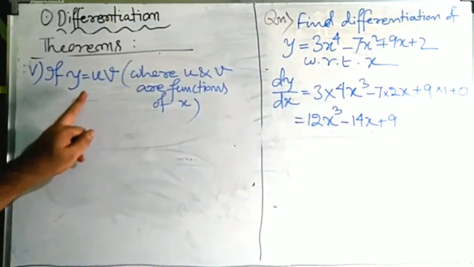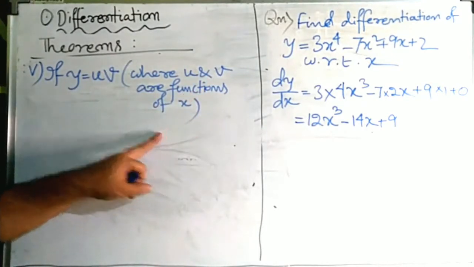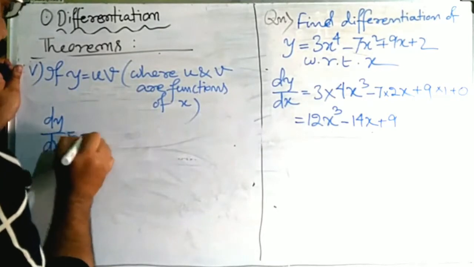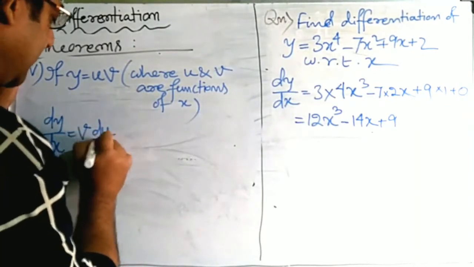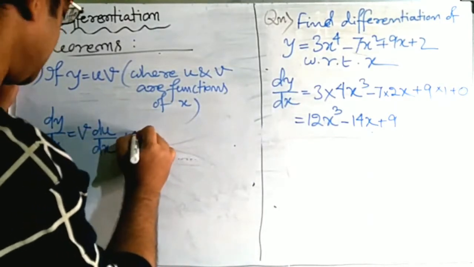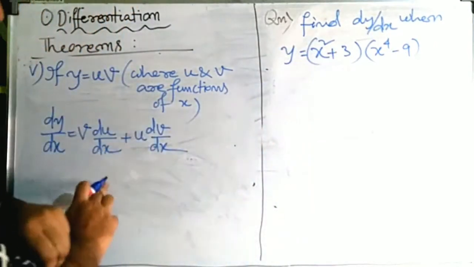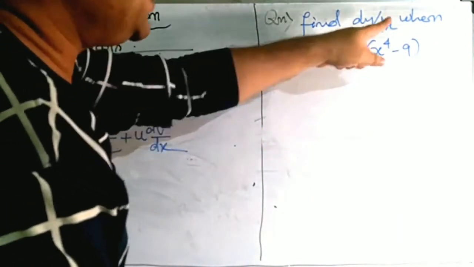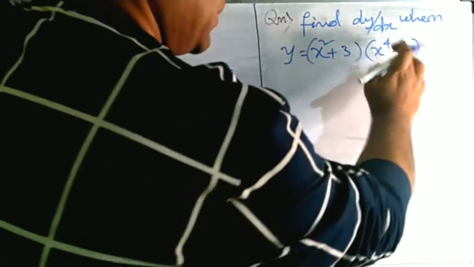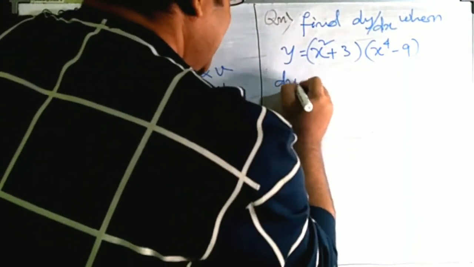Clear? If y is equal to u multiplied by v, where u, v are functions of x, then dy by dx is equal to v multiplied by du by dx plus u dv by dx. Let's take up one example to understand this. The question is: find dy by dx when y is equal to (x square plus 3) whole multiplied by (x fourth minus 9). So let's find out dy by dx directly.